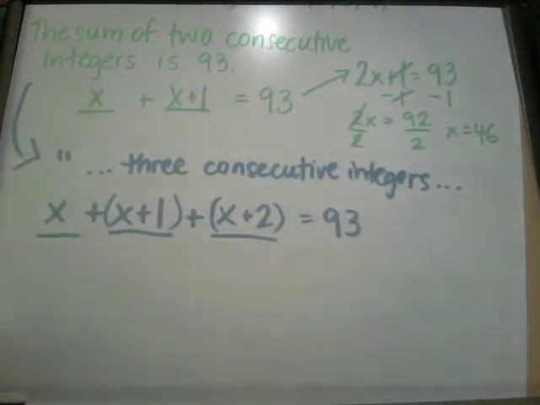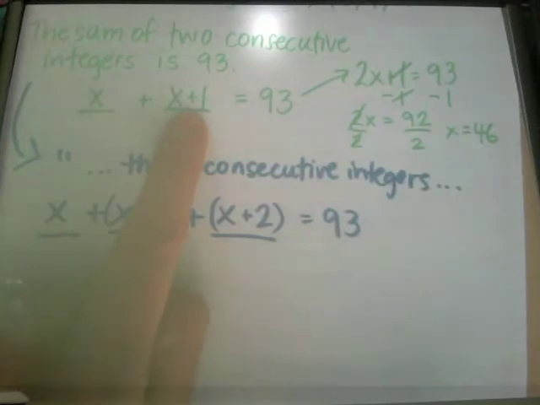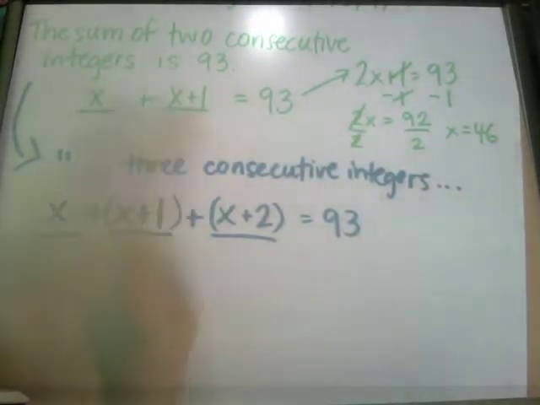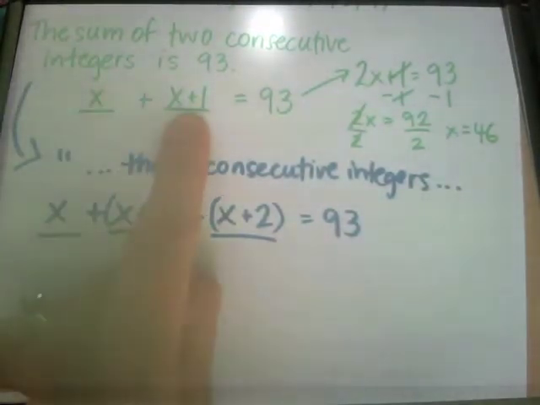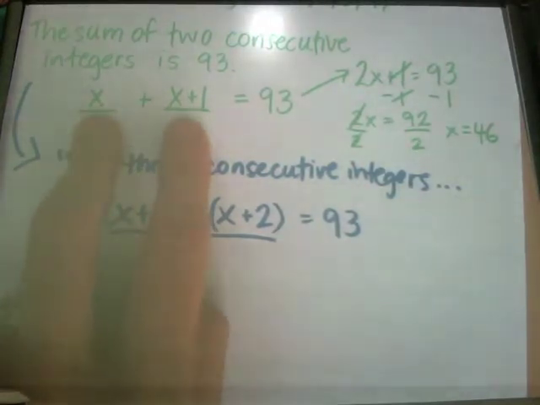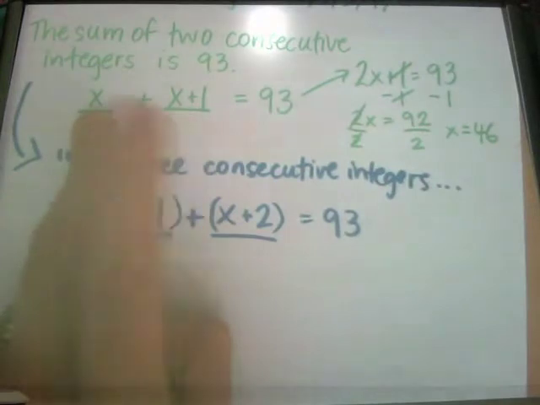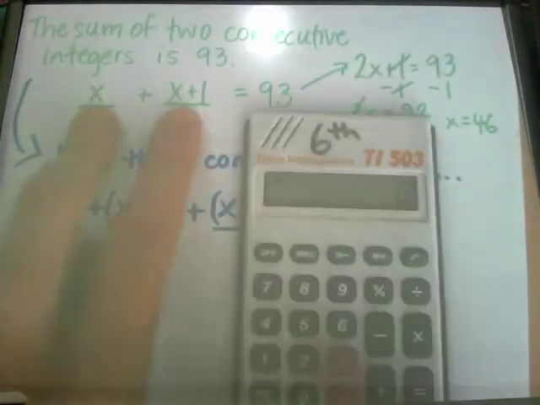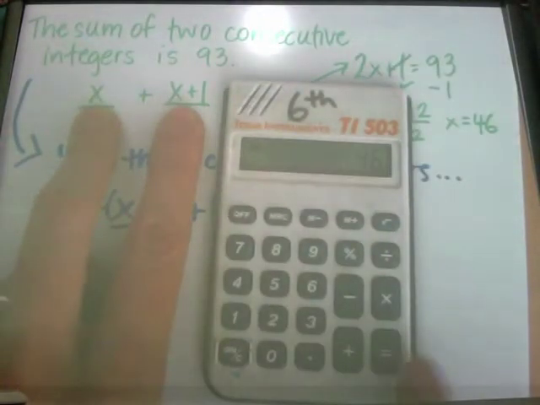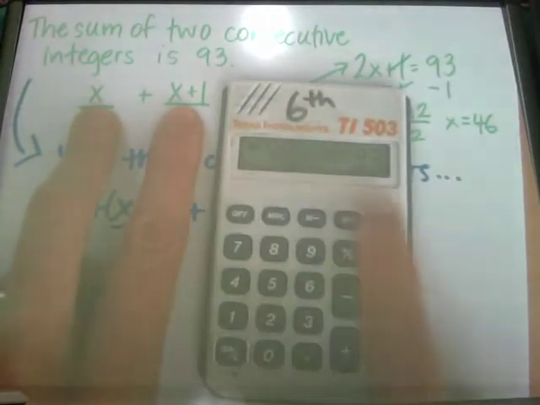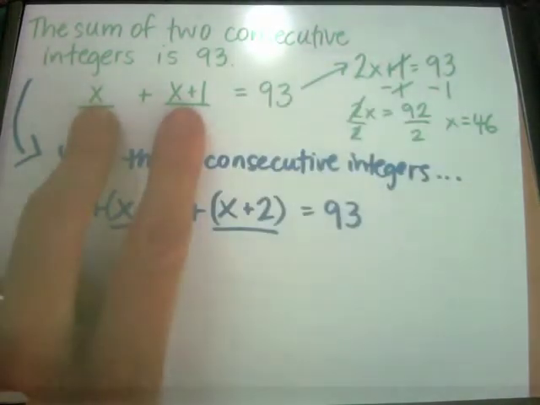If x equals 46, what would the next number be? Carissa? 47. How do we test if we got it right? Well, first you look and you go, are those consecutive? Yeah, 46 and 47, and then you add them together. 46 plus 47 equals 93. Those are the correct numbers.